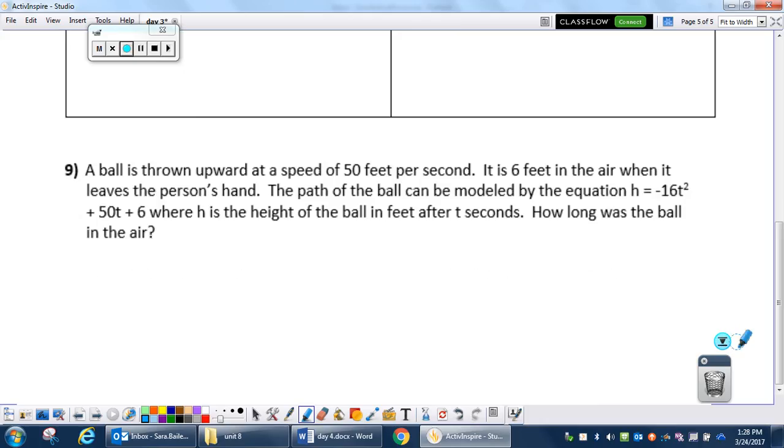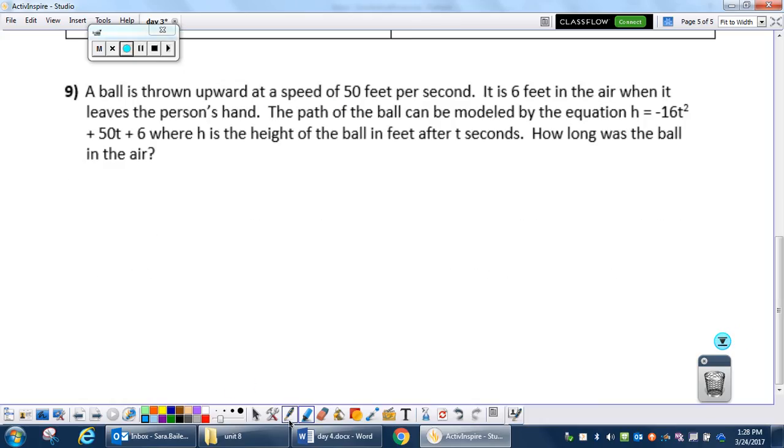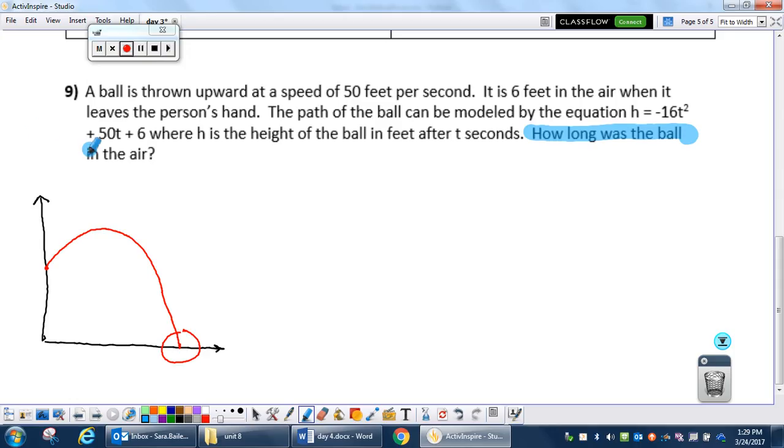Okay? So now I'm going to do a real world problem. And you don't have to draw in an actual axis, which I just think helps you visualize. So there's my axes. Projectile: a ball is thrown upward at a speed of 50 feet per second. It is 6 feet in the air when it leaves the person's hand, and the path of the ball is right here. So there's the ball, and we are figuring that little spot out. That is where the ball hits the ground, so that will tell us how long the ball was in the air.